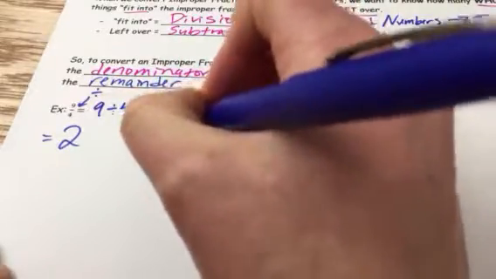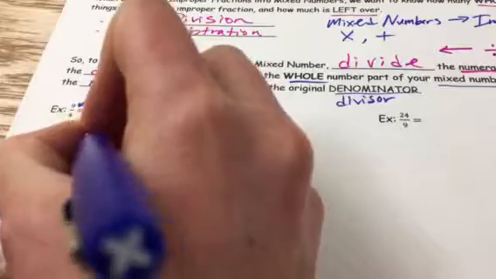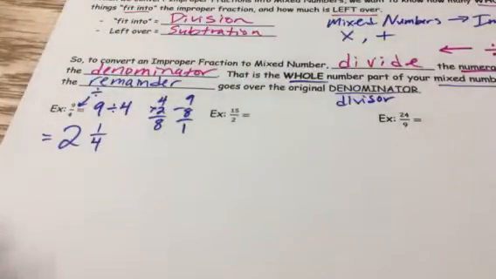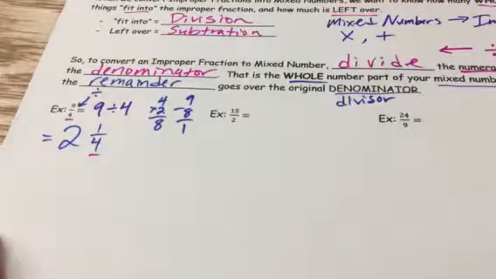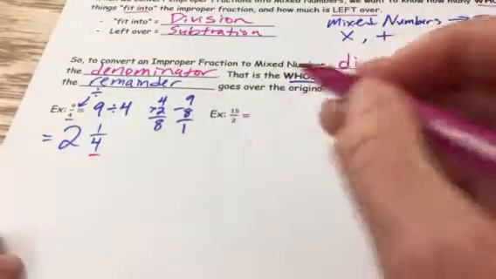And then 9 minus 8 is 1. I put that remainder over the original denominator. My denominator stays the same. That is 2 1/4. Let's take a look at another example.